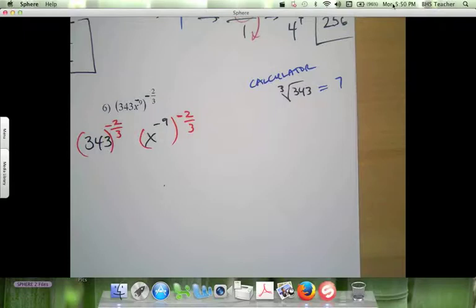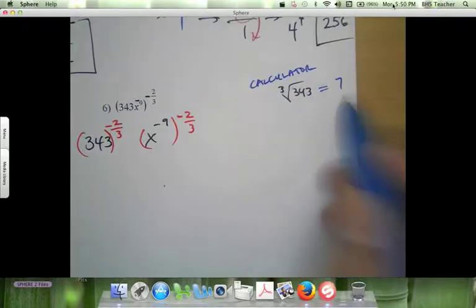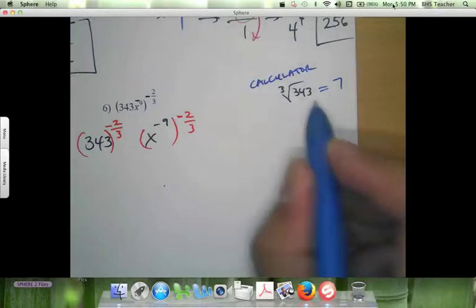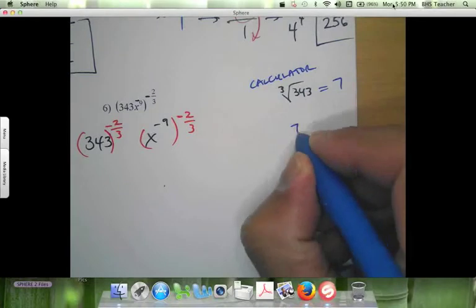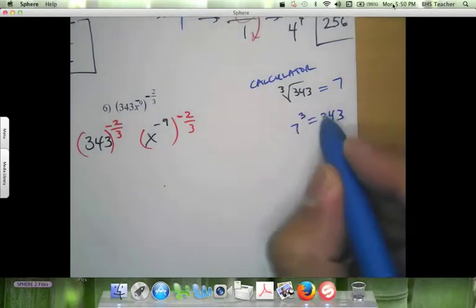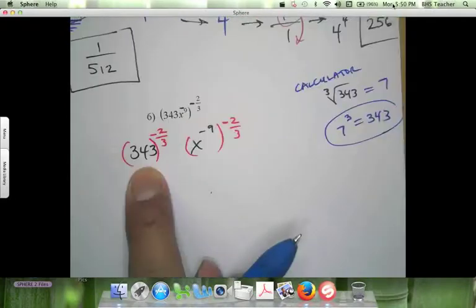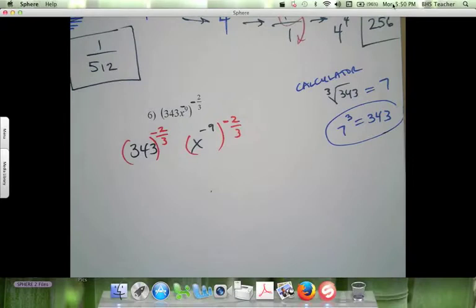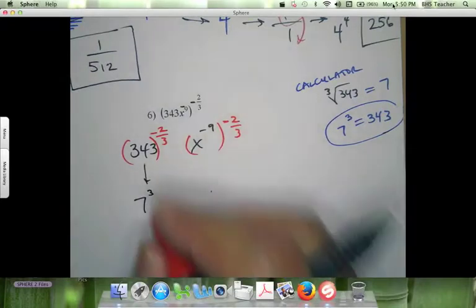What does that mean? You have to understand what this means. You can't just get an answer and not interpret it. You have to know that this answer means that 7 cubed is 343. That's the fact you want to use. Because now this 343, instead of that, you're going to write 7 cubed. And see, now that's going to work well.